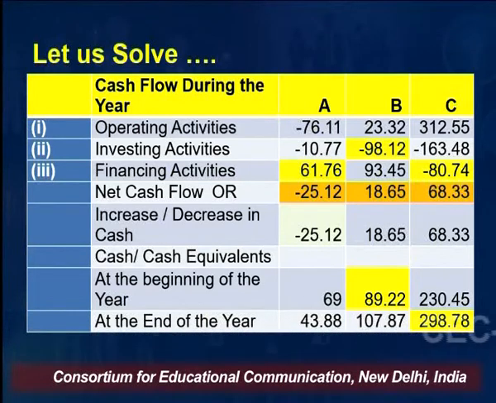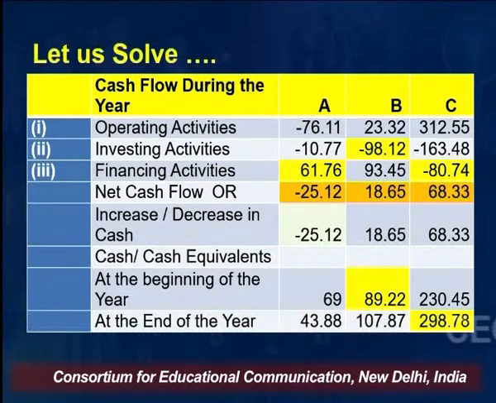For company C, operations are very strong. The highest amount of cash generation is from operating activities. Investing is on the negative side, which means there is a cash outflow. Financing is also on the negative side, which means there must have been some redemption of shares or debentures, or some repayment of loan or something like that.